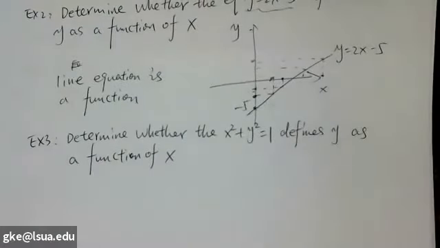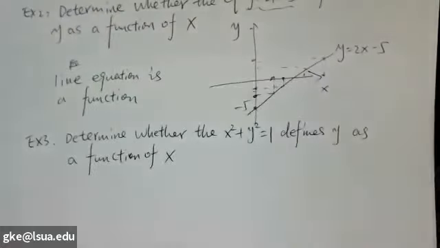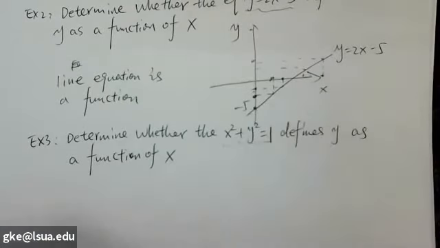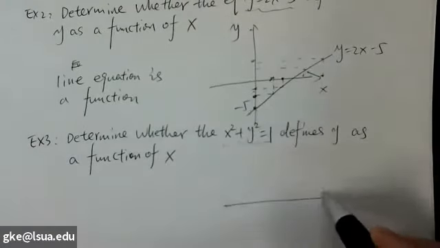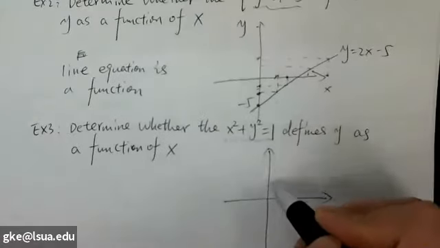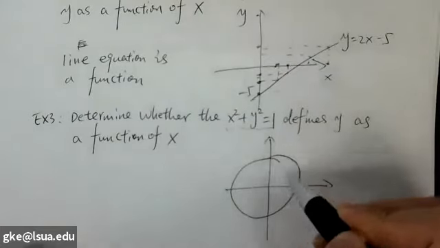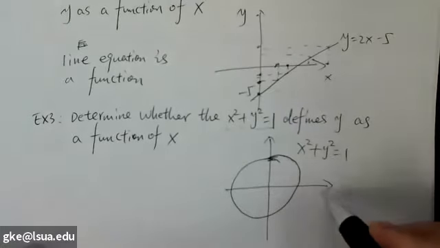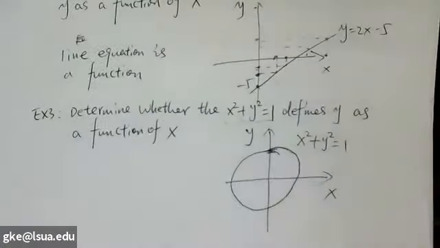My question is whether this equation defines y as a function of x. As we know, this is a circle equation. We can draw the circle very quickly. Okay, x squared plus y squared equals 1. So now I've drawn this circle equation. Could you tell me, is that a function or not?